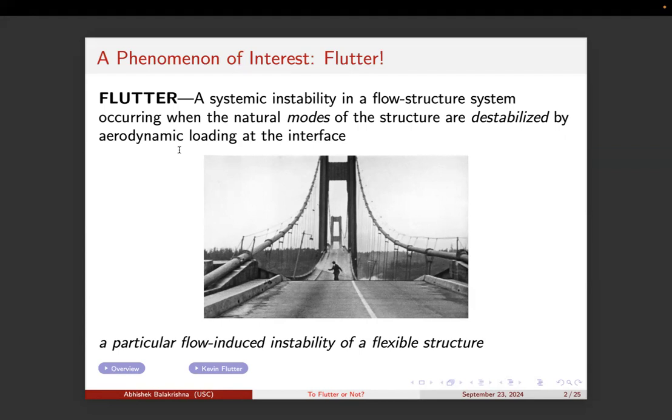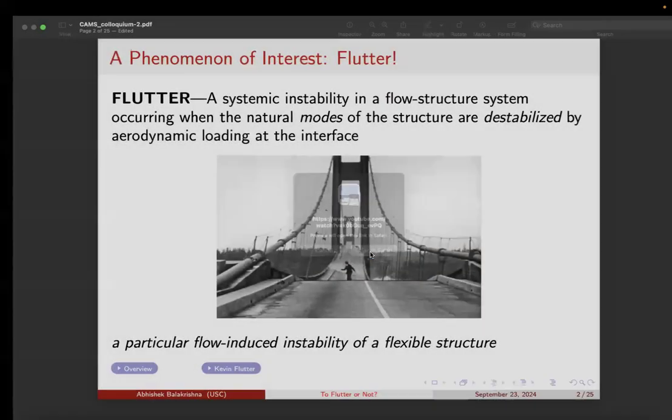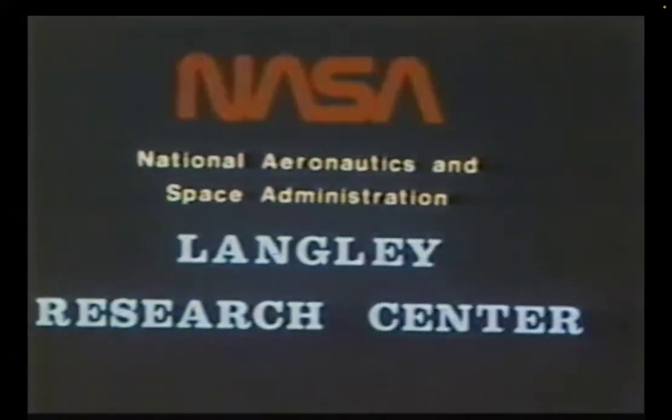Fortunately for us, the scientists at NASA in the 60s made a fun video regarding flutter, which I'll show you. You'll see the Tacoma bridge that collapsed showing up in the video. I'll just show a small portion of it. Flutter in action.